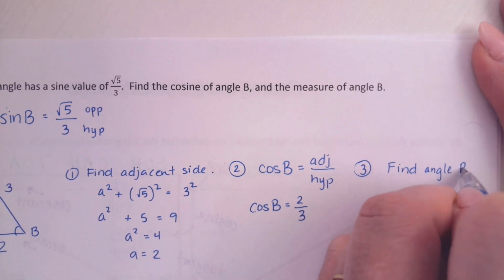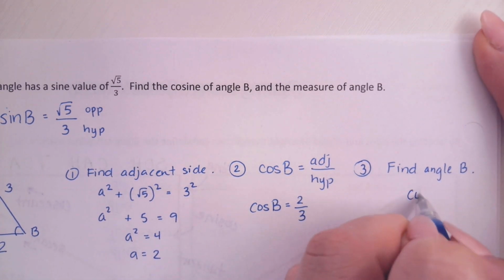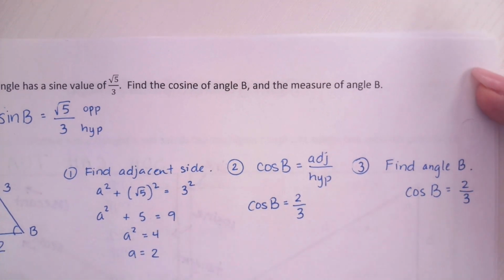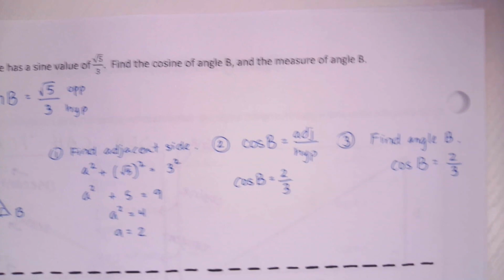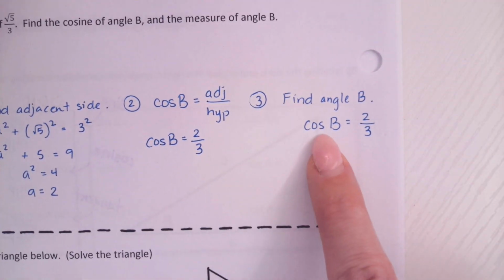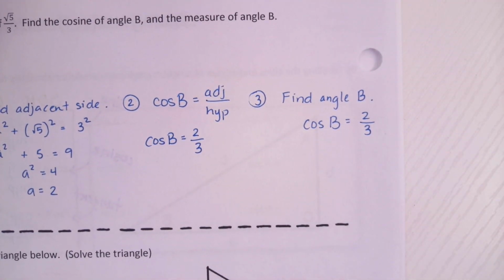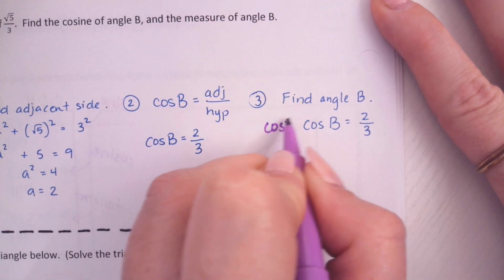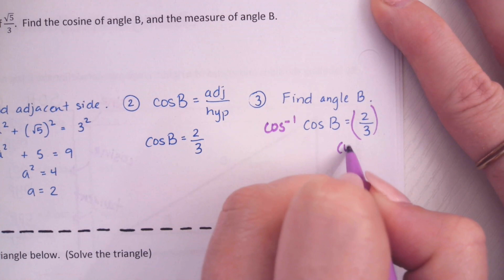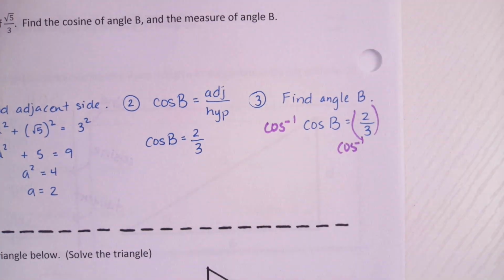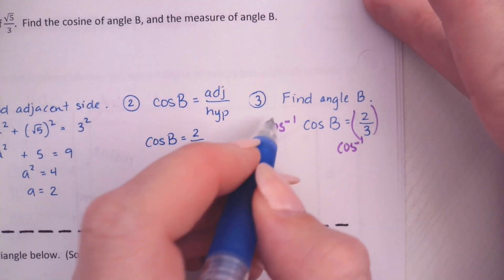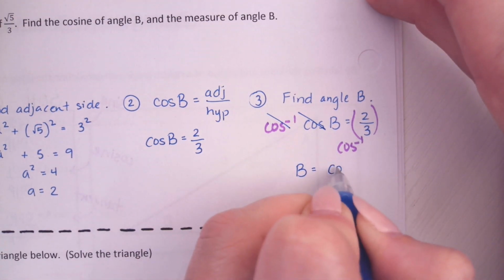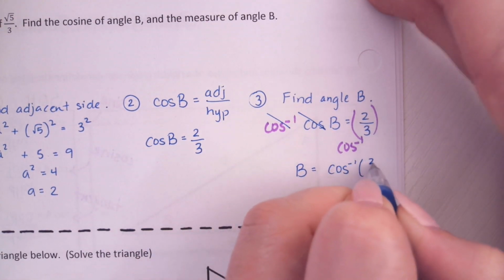Find angle B. Okay, so we know the cosine of B is 2/3. So to find what the actual angle measure for B is, we need to cancel cosine. And what cancels cosine? Inverse cosine. So inverse cosine cancels it, and we're left with B equals the inverse cosine of 2/3.